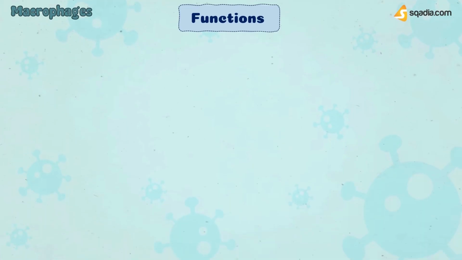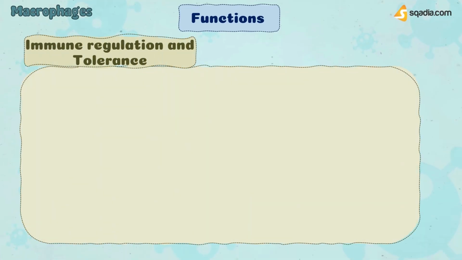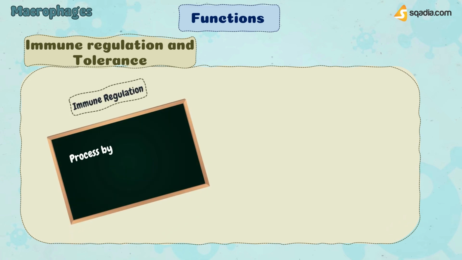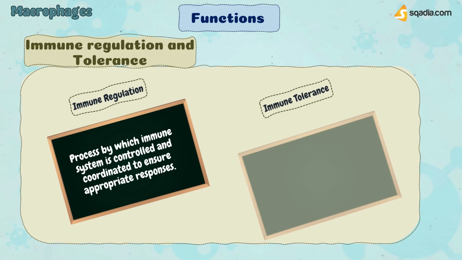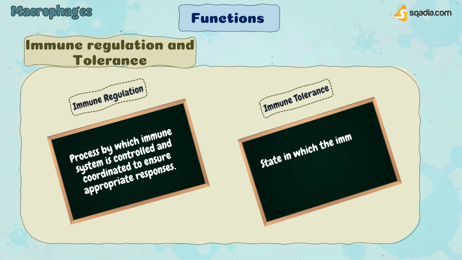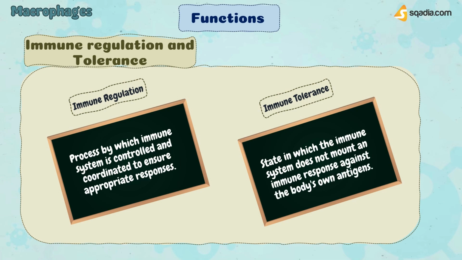Next, these macrophages play a vital role in immune regulation and tolerance, where immune regulation refers to the process by which the immune system is controlled and coordinated to ensure appropriate and optimum responses to various challenges. Whereas the term immune tolerance refers to the state in which the immune system does not mount an immune response against the body's own antigens or self-antigens.